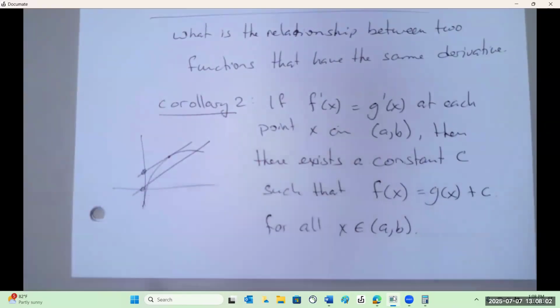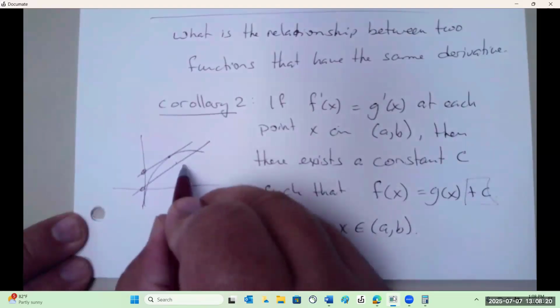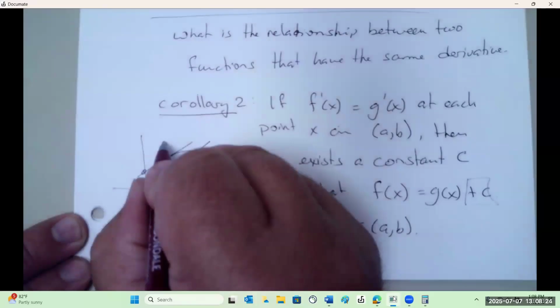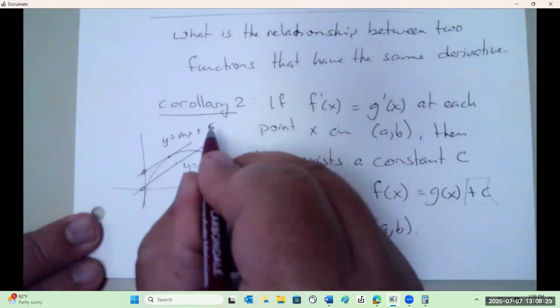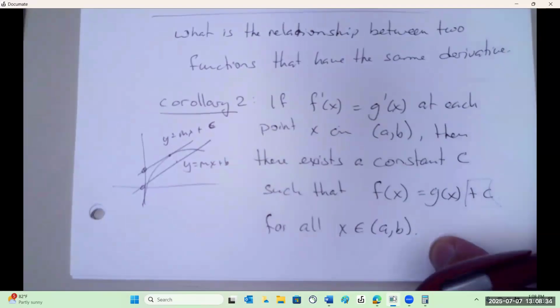In algebra, we said two lines are parallel if they have the same slope but different y-intercepts. Other than that, the rest of the equation is the same. They have the same slope. The only thing different is the y-intercept, which is your plus c. This is y equals mx plus b. This is y equals mx plus c. The only thing different is their y-intercepts. So let's look at an example here.